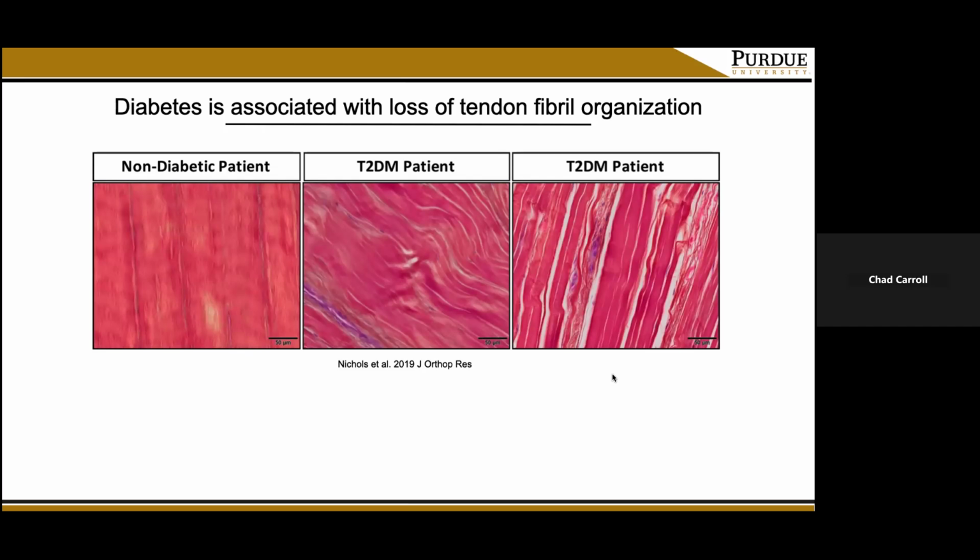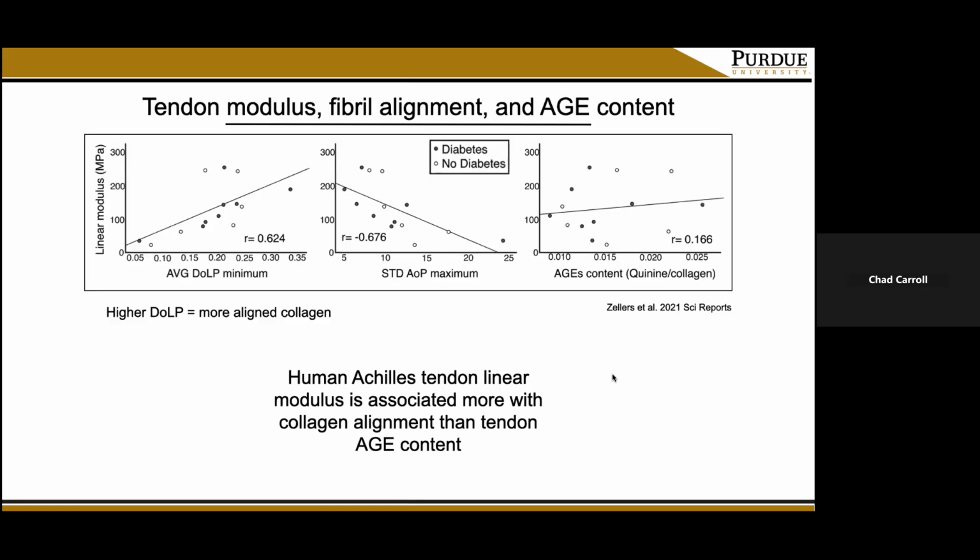This is a normal looking tendon. You can see all the fibrils are aligned nice and straight. Now you look at individuals with type 2 diabetes, you can see it's kind of wavy and distorted. It doesn't have that perfect, nice alignment. Here you can see some gaps between the spacing, which is not good as well. So what that's telling us is that the tendon in these patients is more disorganized. So now it's more difficult for them to properly transfer that force to the muscle.